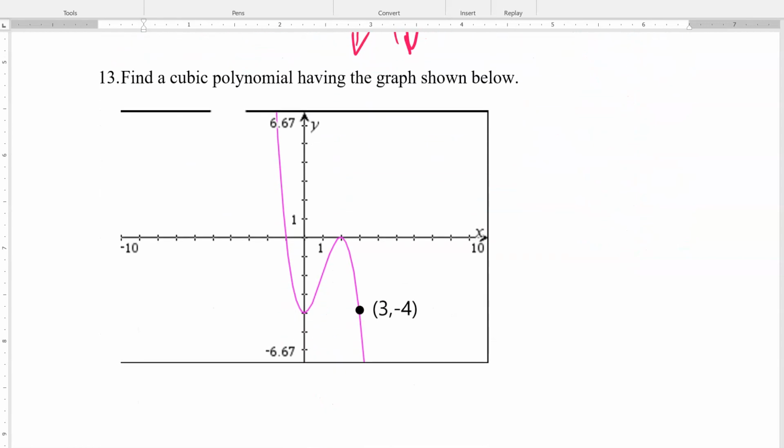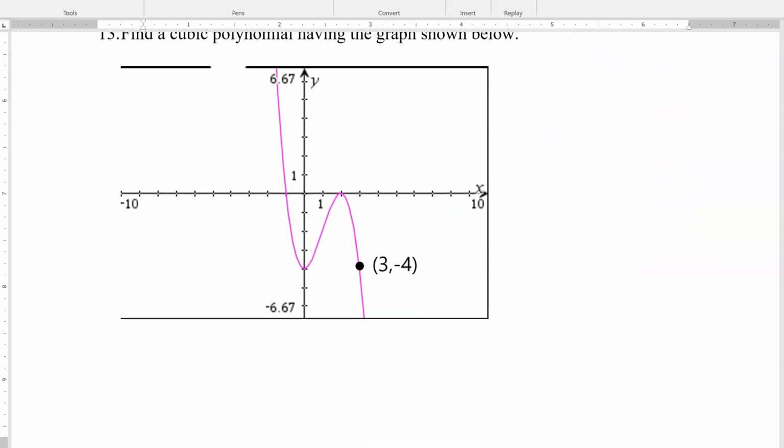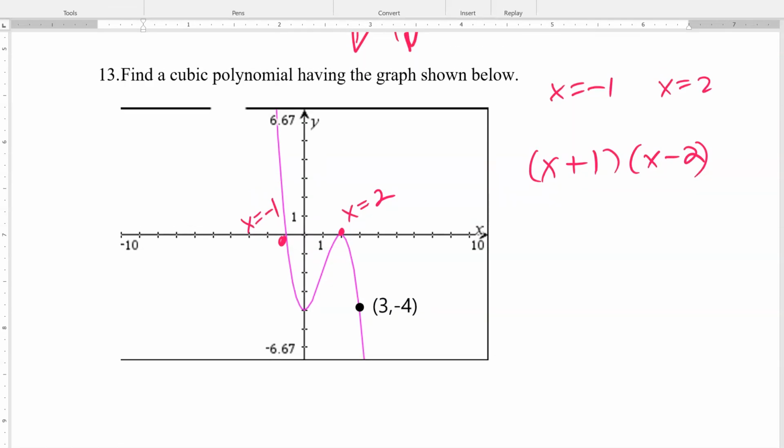Let's keep going. Let's start with the easy part of this. It is a cubic. It looks cubic. I see two zeros. One's at negative one, one's at two. So what are my groups? Well, if x equals negative 1, this group is x plus 1. If x equals 2, this group is x minus 2. Why is that not my answer? Well, first of all, this would make x squared, and we already said this was cubic.